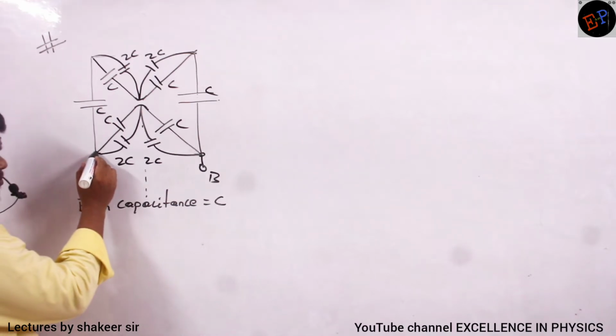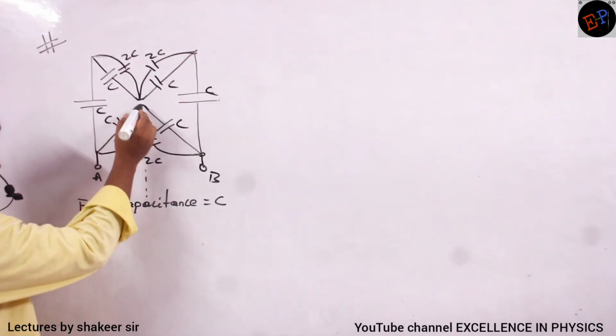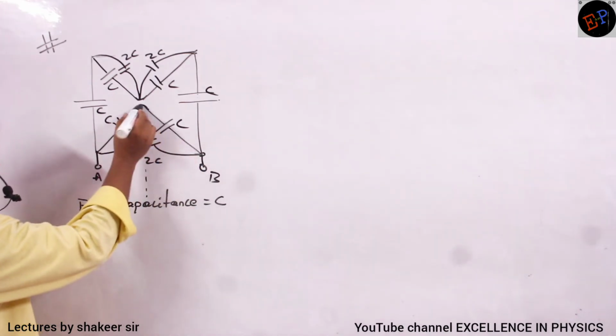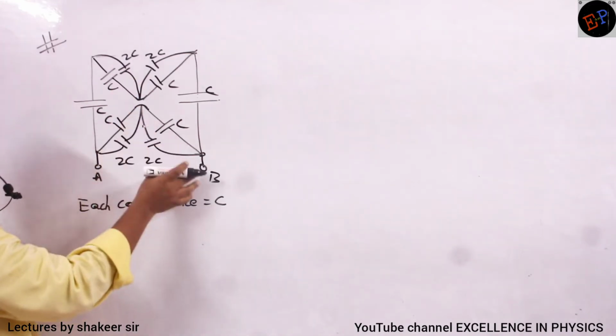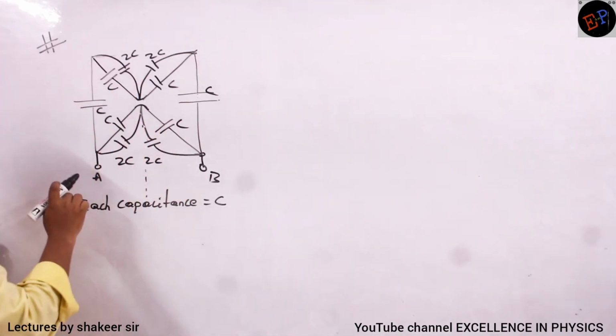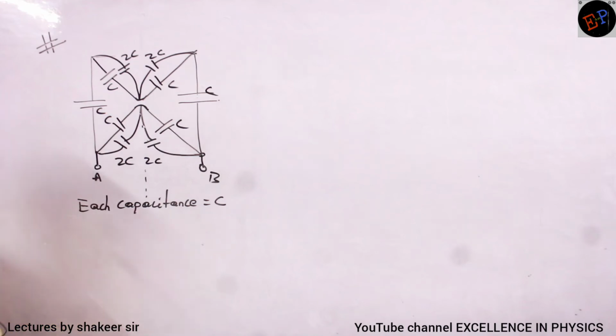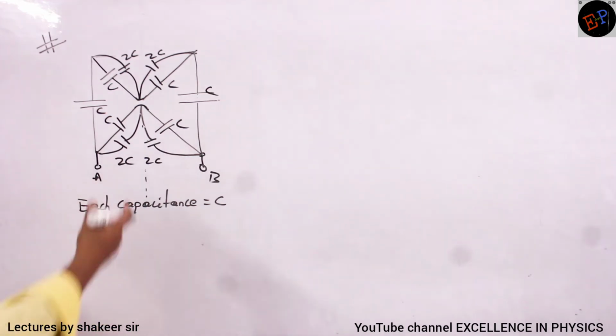Because in reaching from point A to this point, or from point B to this point, in any path you travel, path symmetry is also there, no? Are you able to understand? So definitely I can disconnect these points. If you disconnect them, further you can very easily solve this circuit. Are you able to understand?